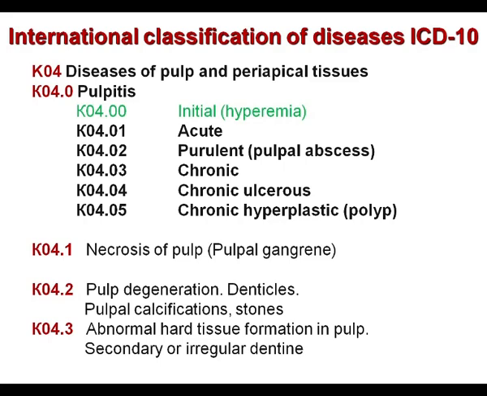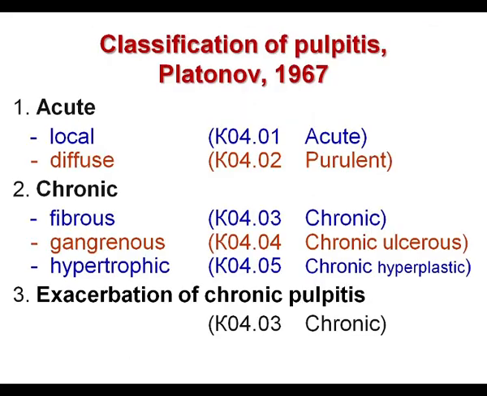As for other codes, diseases like necrosis of pulp, degeneration, and denticles are not very common, not very popular, and so these codes are not for study, not for remembering.